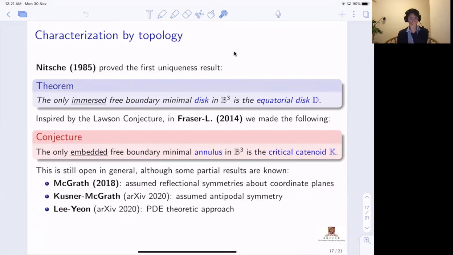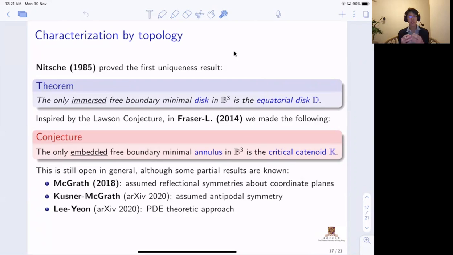So this is in line with Almgren's result. Okay, so if you have a minimal disk, it has to be an equatorial disk. In fact, this result also holds in high dimension, surprisingly. So this was also a result of Fraser and Schoen.